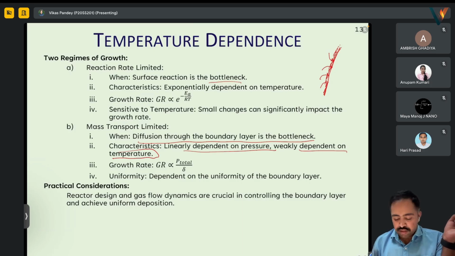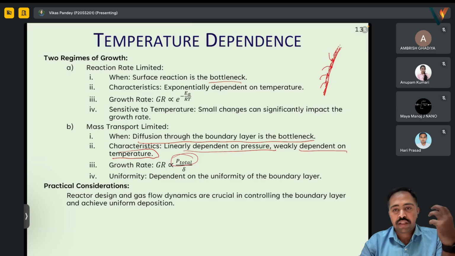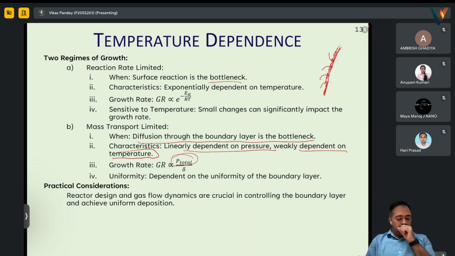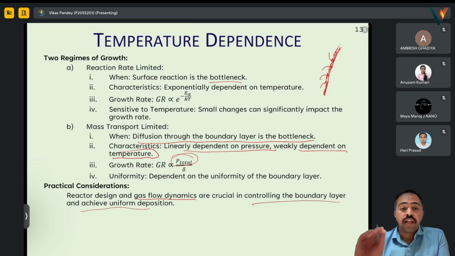So it is P total, that is the total partial pressure, by delta, that is the pressure that we are talking about. While designing the reactors, the CVD reactor, this gas flow dynamics is very important to control the boundary layer and achieve a uniform deposition.